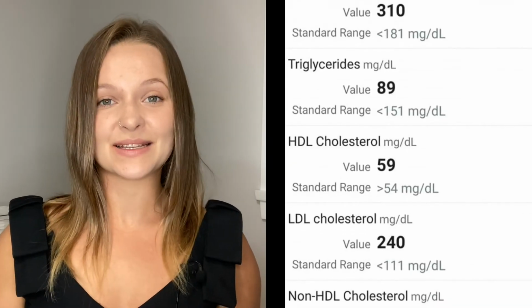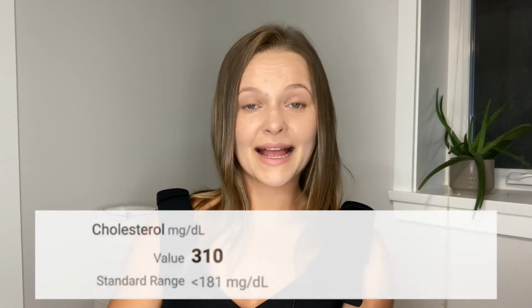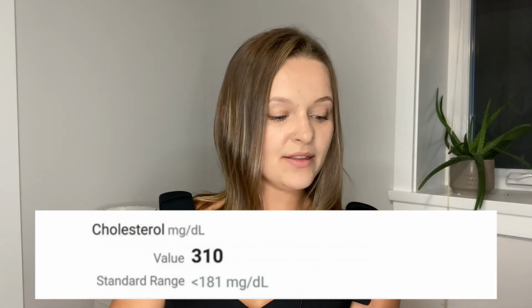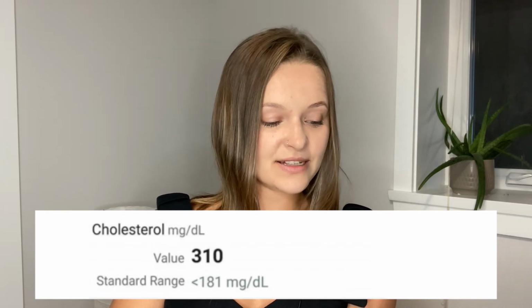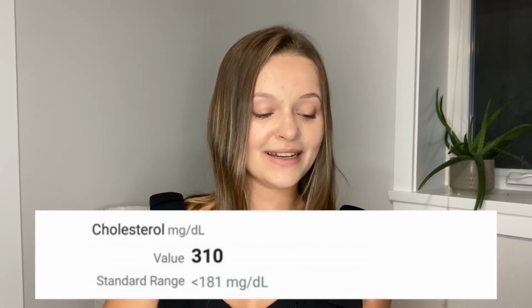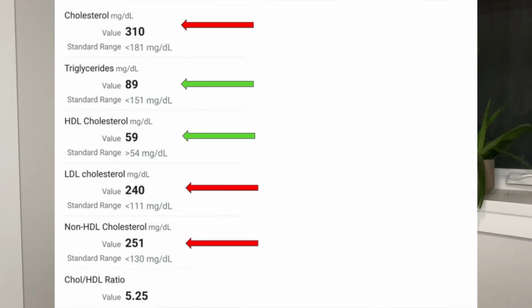This next example is a little bit more difficult to read because everything is black and white, nothing is color coded. But looking at this example, we can see that the total cholesterol is 310 milligrams per deciliter, and compared to the standard range for this particular lab, it should be less than 181. So this total cholesterol is high. Triglycerides here are within range. The HDL is within range. The LDL is elevated at 240. Non-HDL, so all the bad cholesterol combined, is high, and the cholesterol to HDL ratio is slightly elevated. So it looks like this person would need some guidance from a medical professional.